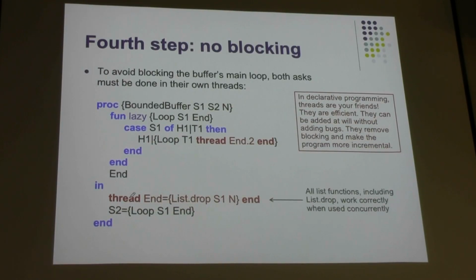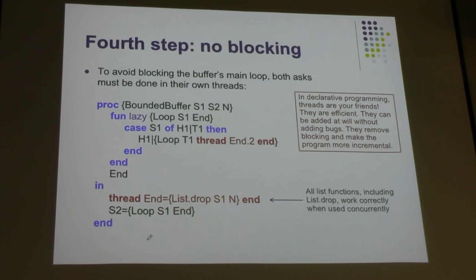That means it still runs and it still asks the producer to produce elements, but it's not going to block the main thread. Okay? So remember the concurrency for dummies: adding threads never introduces bugs. So I say here, threads are your friends in a declarative program. Threads are very nice. They will never break your program. They will never hurt anything. You can add them without adding bugs. The effect is that they remove blocking. They make the program more incremental. So in declarative programming, threads are nice guys.